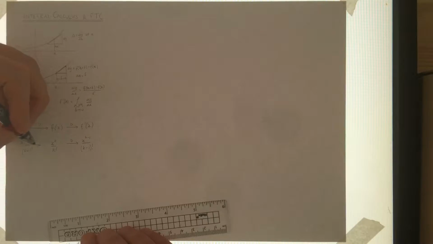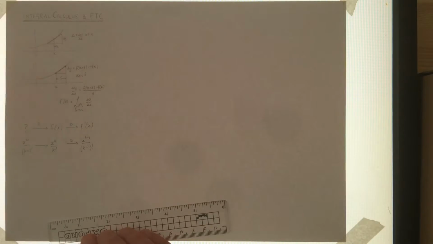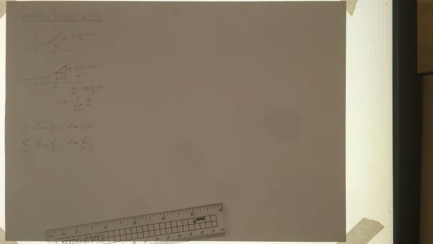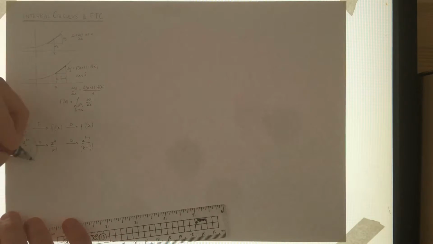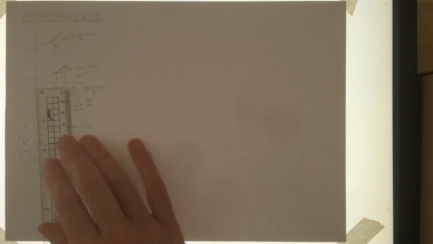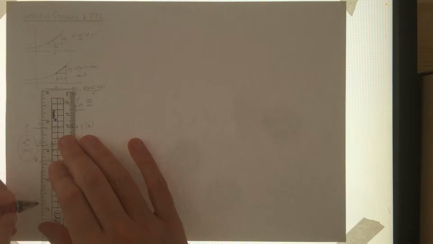It's going to differentiate to x to the k over k factorial. But can we find some geometric understanding of this antiderivative? It turns out we can.